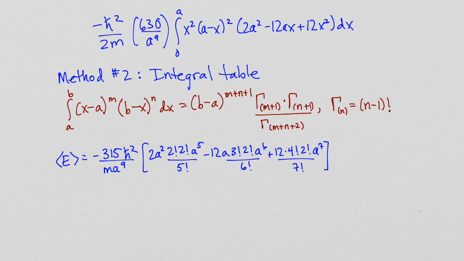All right, so then you just keep on trucking. So evaluate your factorials, simplify everything, and you should get to the same result we had previously of 6 h bar squared over ma squared. Okay, so once again, multiple ways that you can approach these problems.